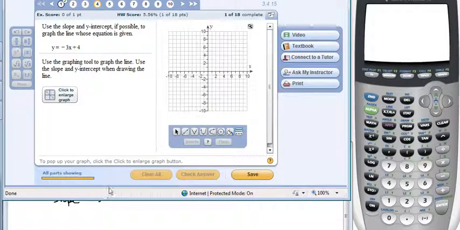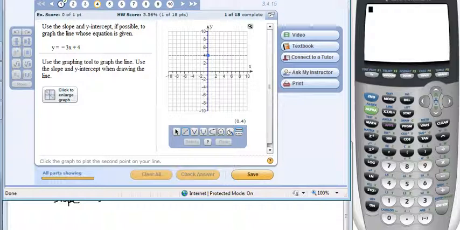Okay, so now what we're gonna do is we're gonna graph. So we're going the other way. We've been given the equation, we want to graph it. It says we're supposed to use the slope and the y-intercept to graph it. Well, that's pretty easy. So first of all, let's pick our line tool. The first thing that I want to do is go to my y-intercept. It's a +4, so that's going to be 0, 4. There's one point on my graph.